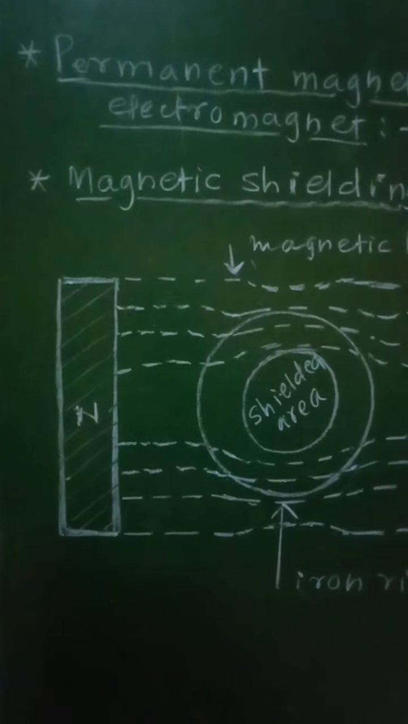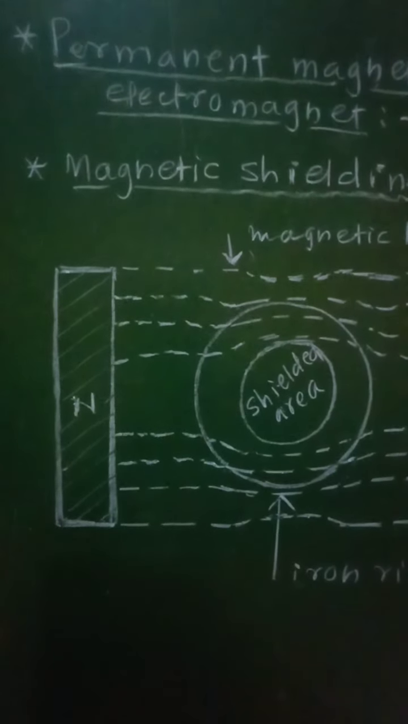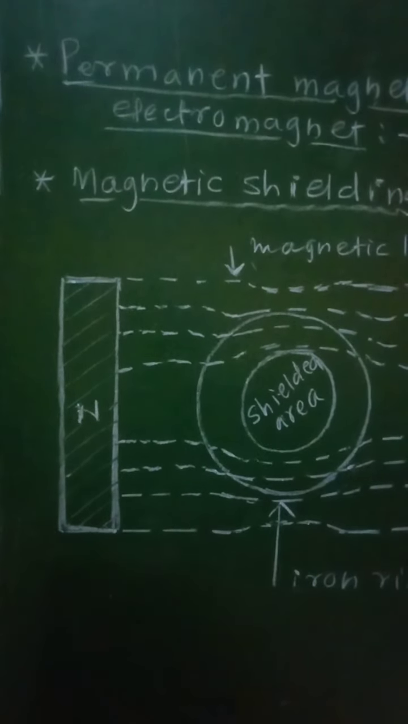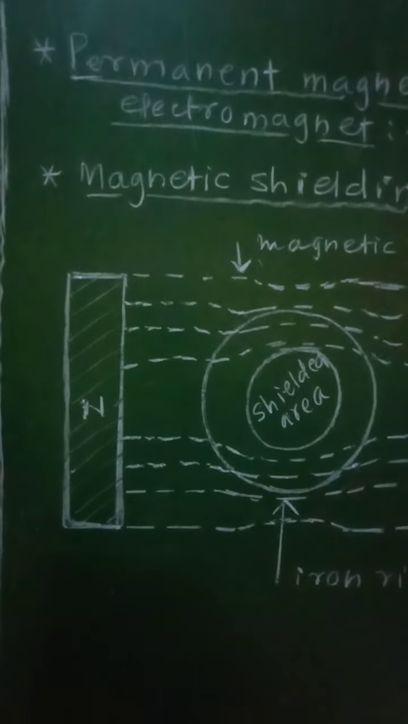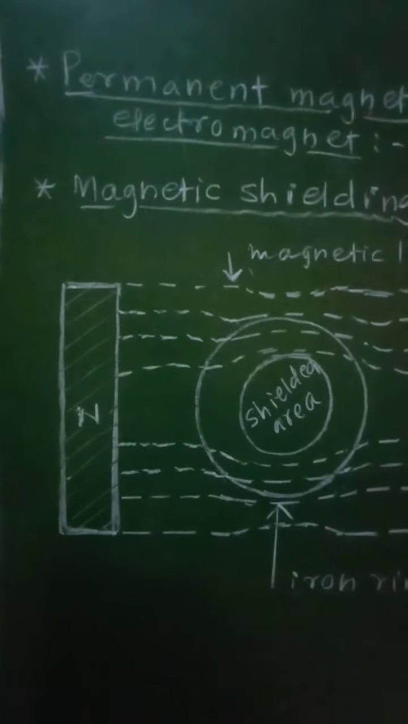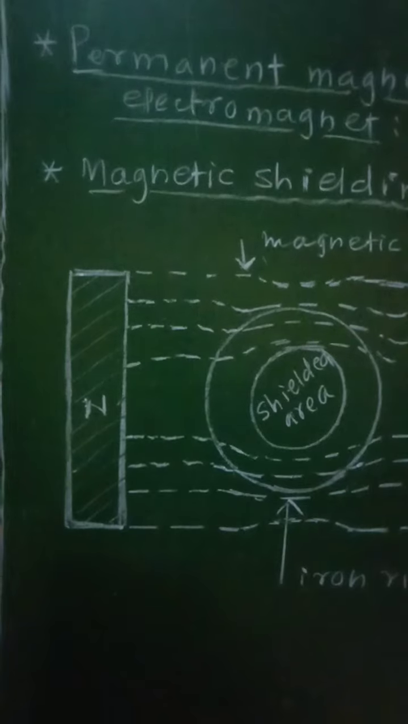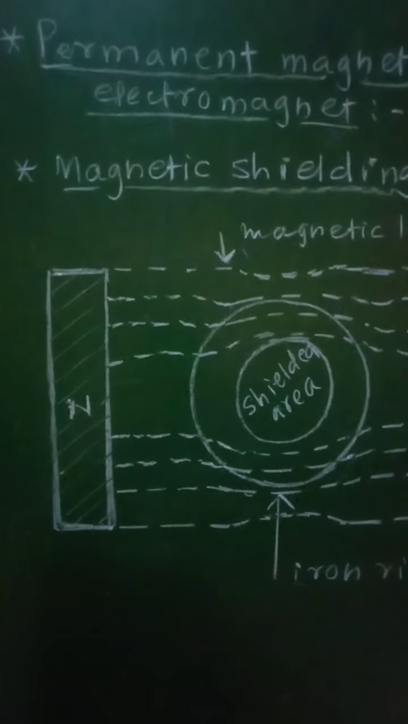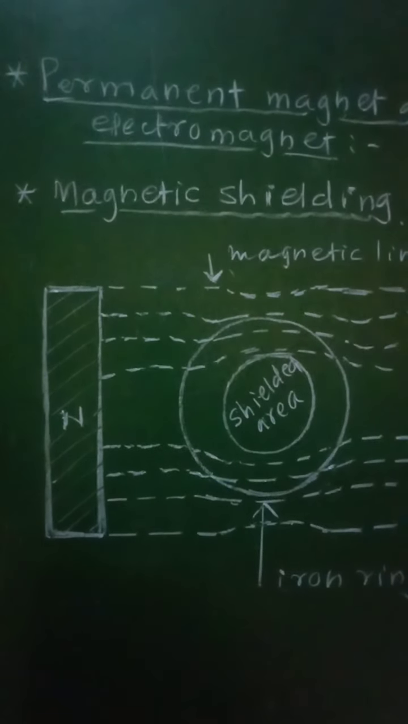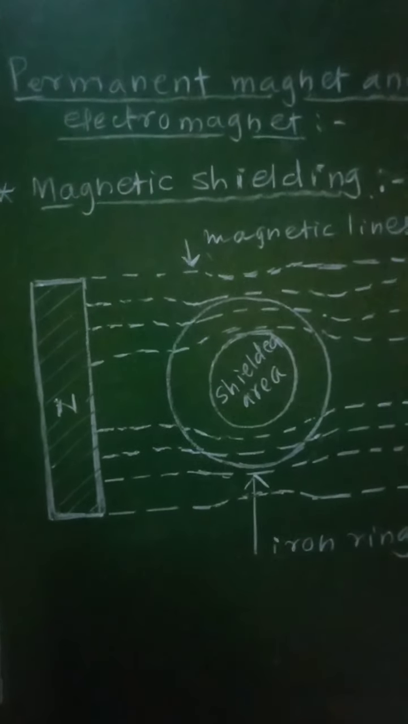Similarly, superconducting magnets are used in NMR, that is nuclear magnetic resonance spectroscopy. So these are the permanent magnets and the electromagnets. Remember, the permanent magnets are prepared by using a hard ferromagnetic rod, while the electromagnets are prepared with the help of soft iron. So this is regarding permanent magnets and electromagnets.